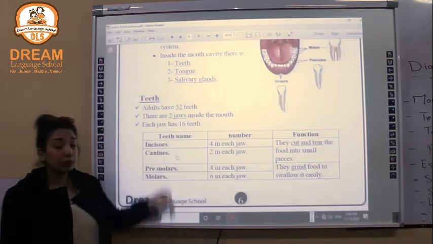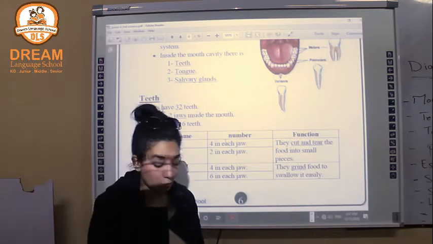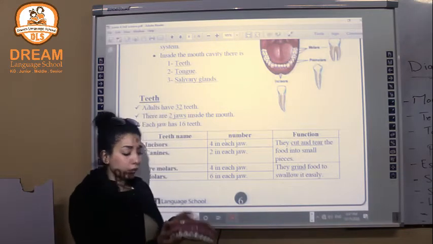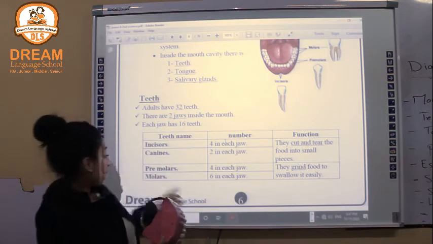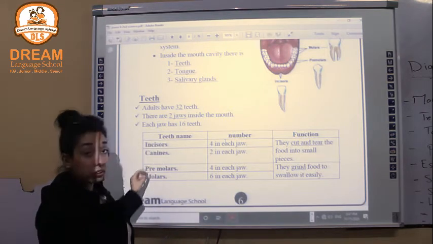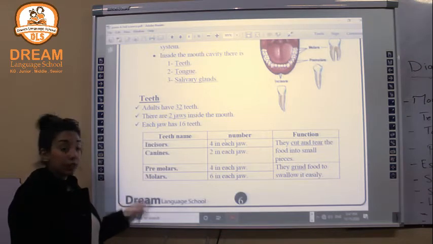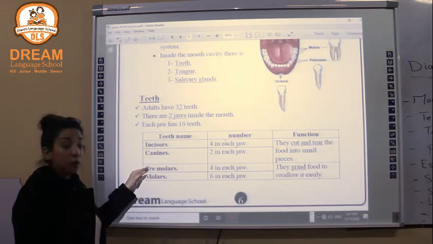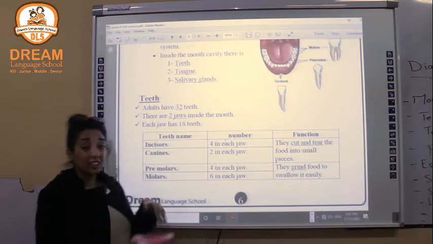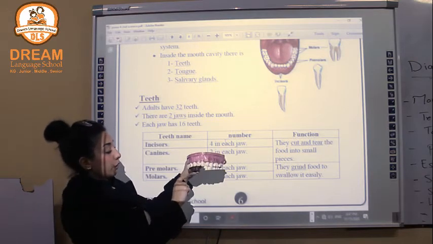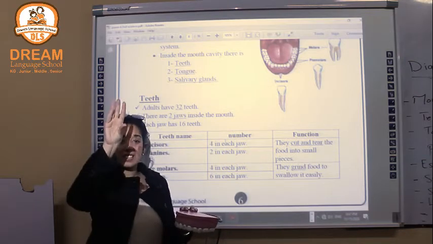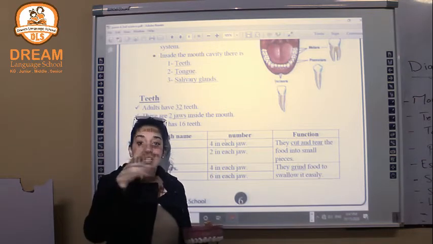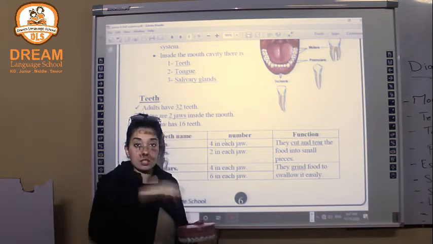We will now take the names of the teeth. Let's start with the upper. We have incisors, canines, premolars, molars. The incisors are the first 4. 1, 2, 3, 4. The first 4 are called incisors. It comes from the word scissors, to cut the food.